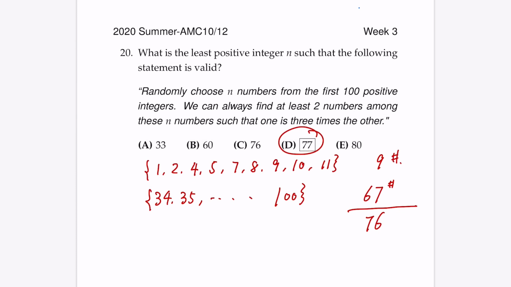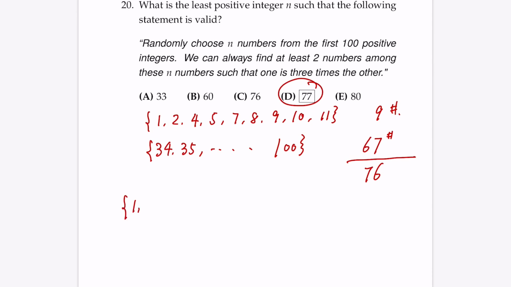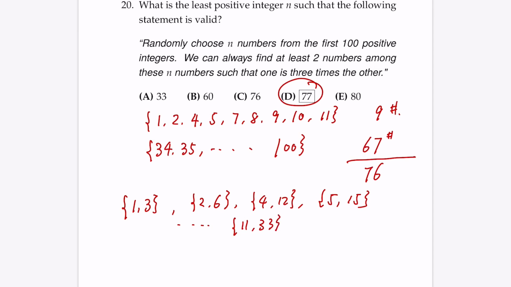So now we want to prove why 77 should work. I will create 76 sets. And if you choose 77 numbers, at least 2 numbers have to belong to one set, and in that set, one is 3 times the other. So what I want to do is pair 1, 3. For the first 9 numbers, I will just multiply them by 3: 2, 6; 4, 12; 5, 15; all the way to 11, 33. So this gives me 9 sets.